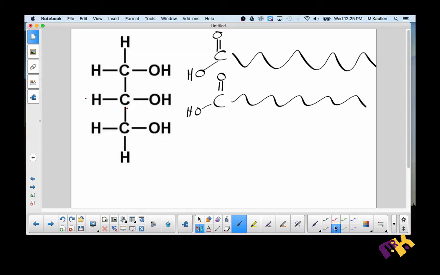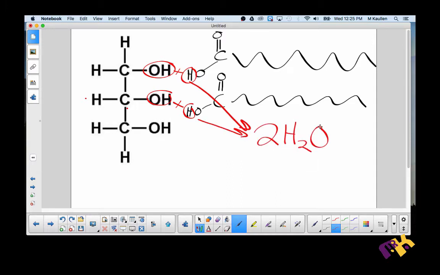Dehydration synthesis would take these guys and combine them, and they will form 2 waters. That's going to put these guys together. So there'll be a covalent bond, and this oxygen will be gone. This covalent bond will connect to this oxygen here, and this guy will connect to this oxygen here. Now we have 2 of our fatty acids attached to our glycerol.